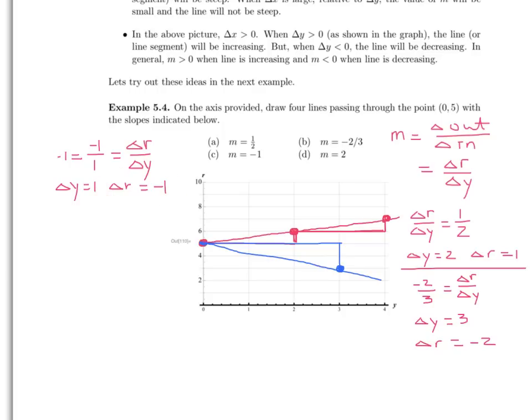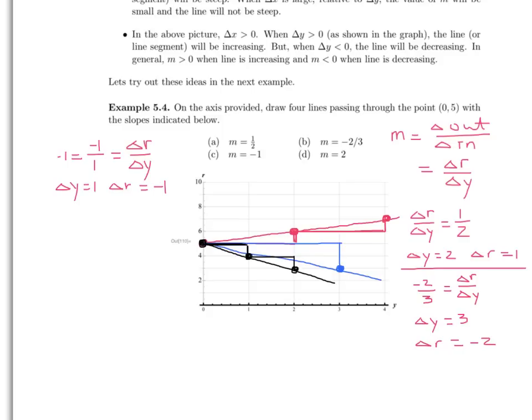So let's see how that plays out on the graph. I'll use black for this one. Again, if I start at the same point and I increase y by 1 unit, r has to drop by 1 unit, and so that puts me right here. I can continue doing that if I wish. I increase y by 1, decrease r by 1. If I connect these points with a line, I get this line. This line has a slope of -1, and again you can see the line has a decreasing trend, and that corresponds to the fact that the slope is negative.